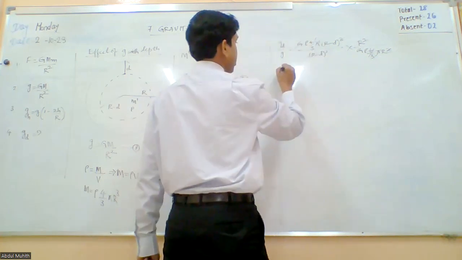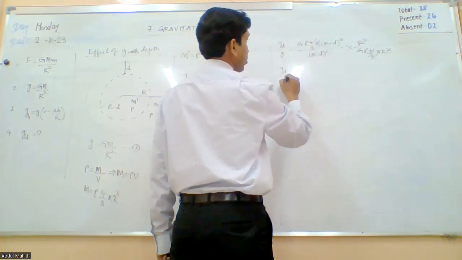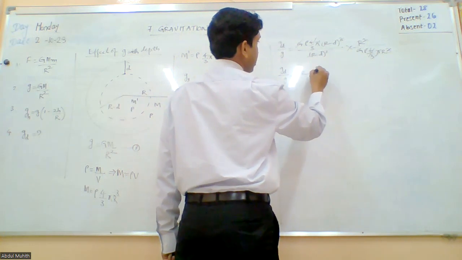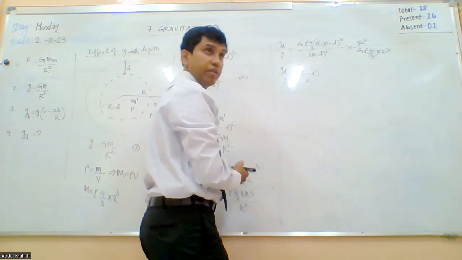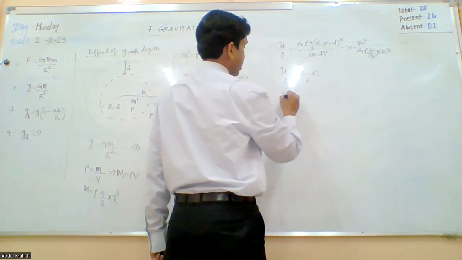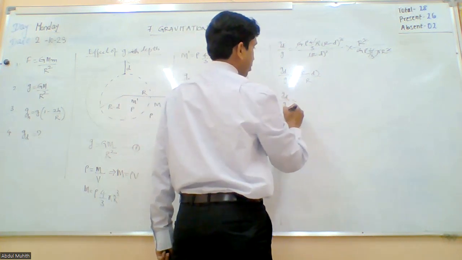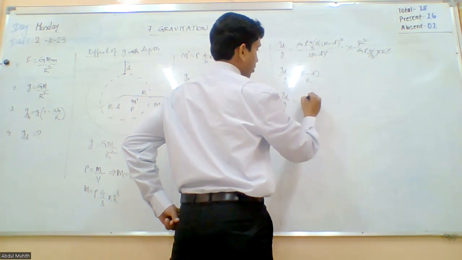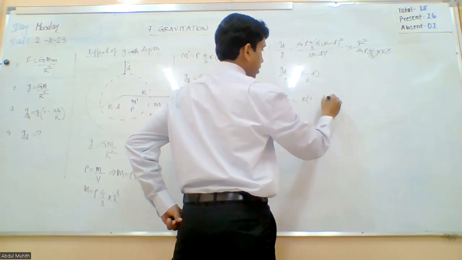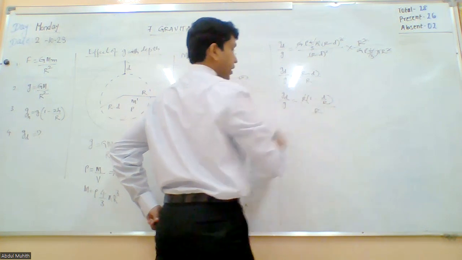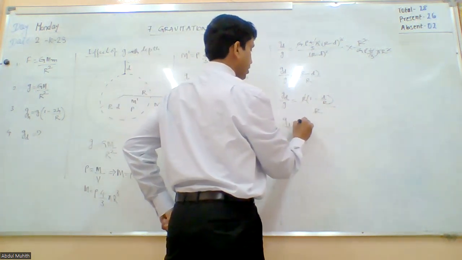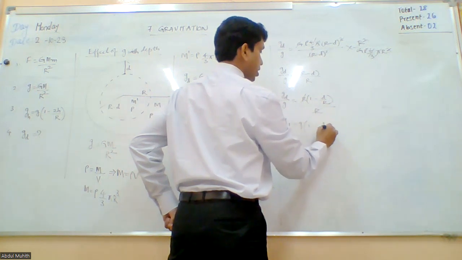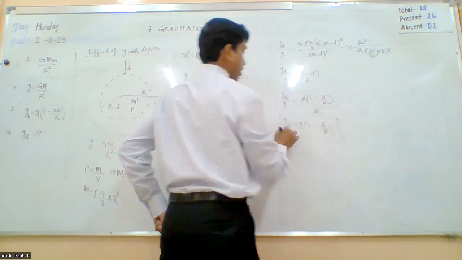What is left now? g_d by g is equal to what? (R minus d) by R. This is left, right? Now cross multiply. g_d by g equal to what? So we will take R common: (1 minus d by R) divided by R. R and R will go away. Cross multiply this now. g_d is equal to g into (1 minus d by R). This is the formula for depth.